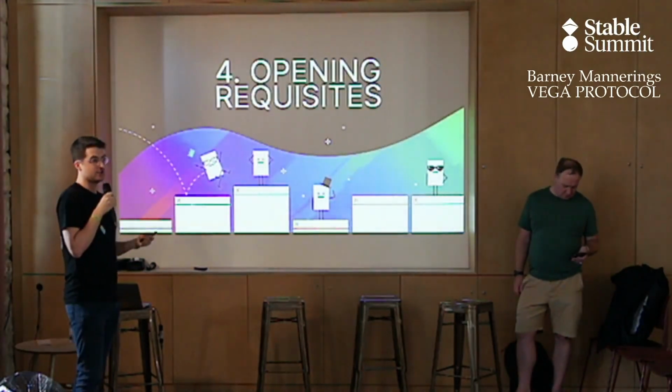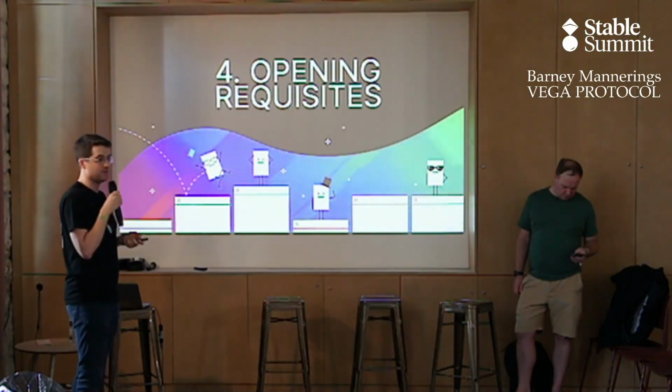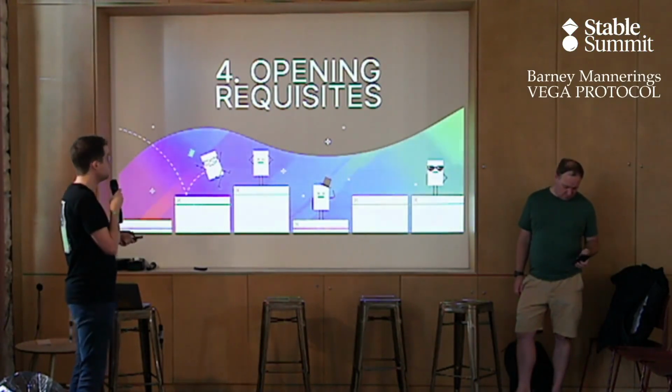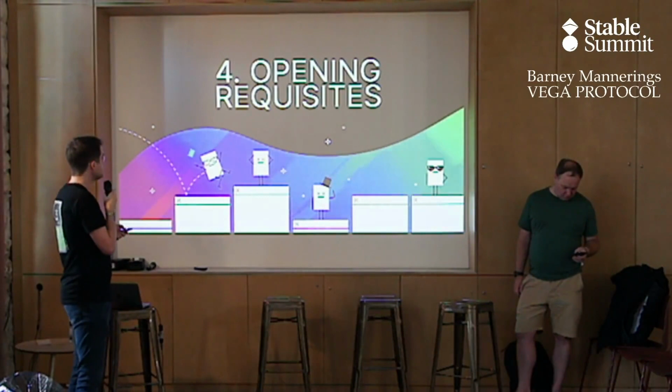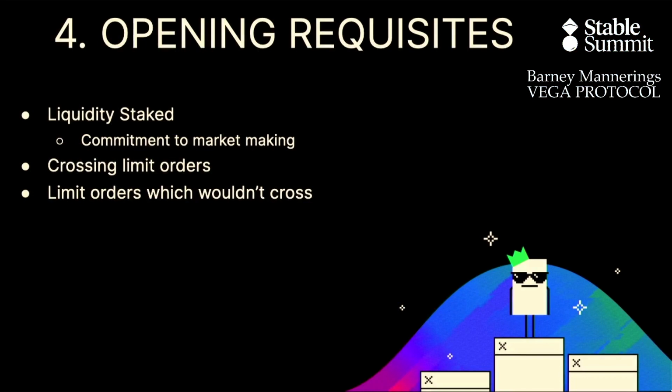So once you've made all that discussion, you've hopefully now put it for a vote, and it's going to get approved, and everyone's going to love it, and it's going to move on to entering into an opening auction. Now here you're basically there. There's a couple more things you need. You need liquidity staked to this market. These are your market makers that we discussed earlier. Hopefully someone's ready to do that and is going to commit. And then all you really need are limit orders which cross to set an initial mark price, and limit orders which don't cross so that you actually have an order book at the time when you're entering into it.